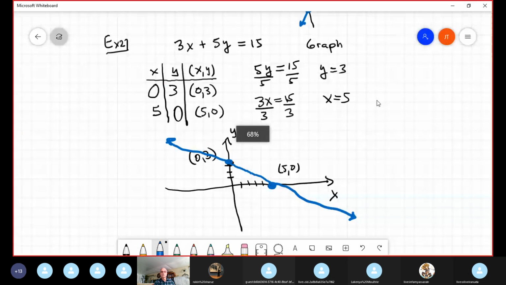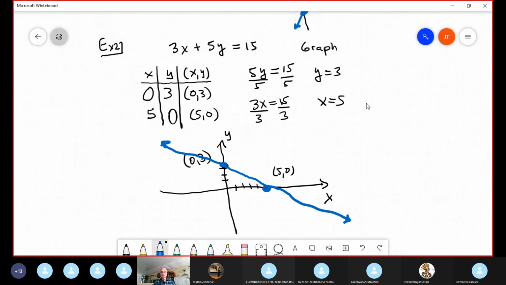Make a zoom. Graphic representation for this equation. Okay?